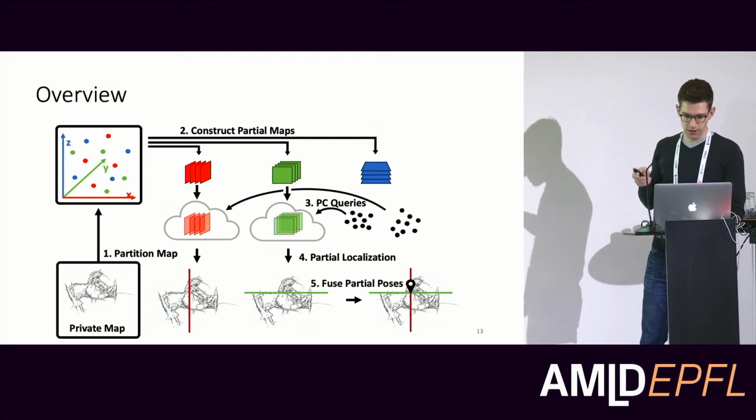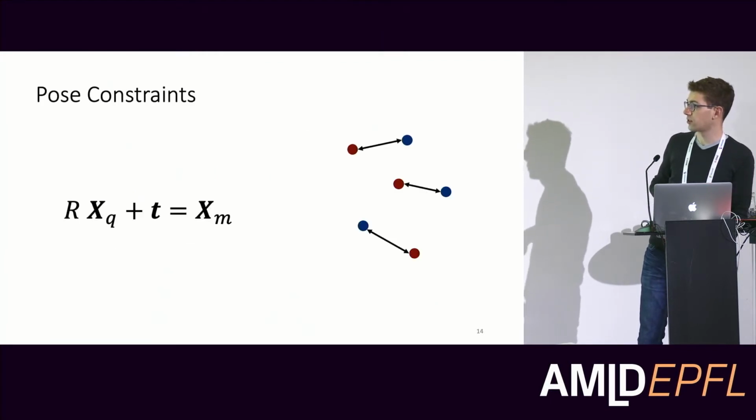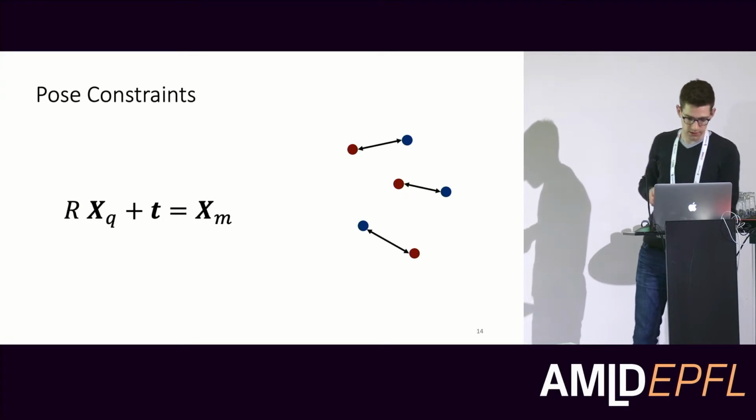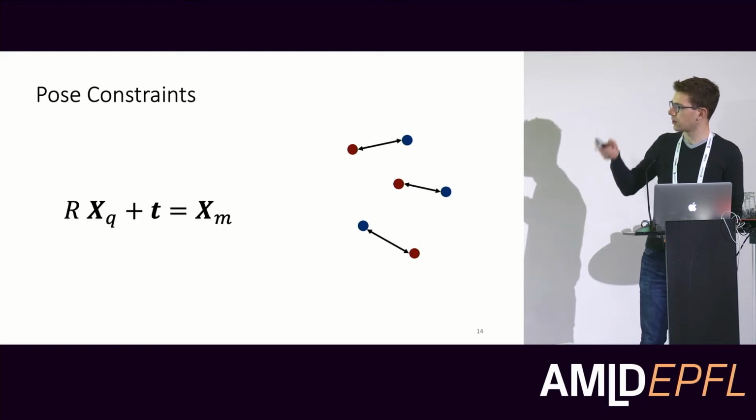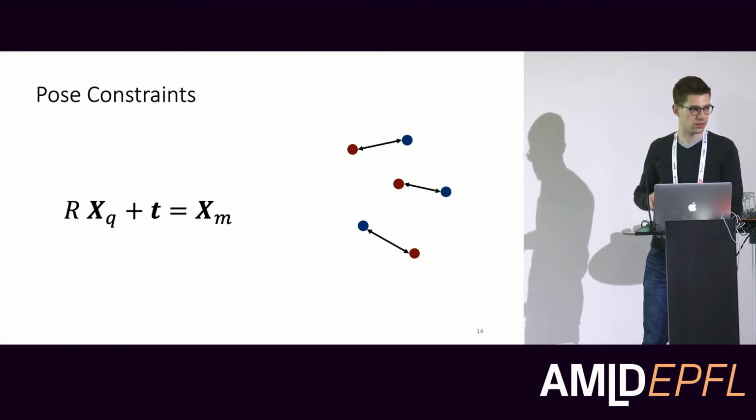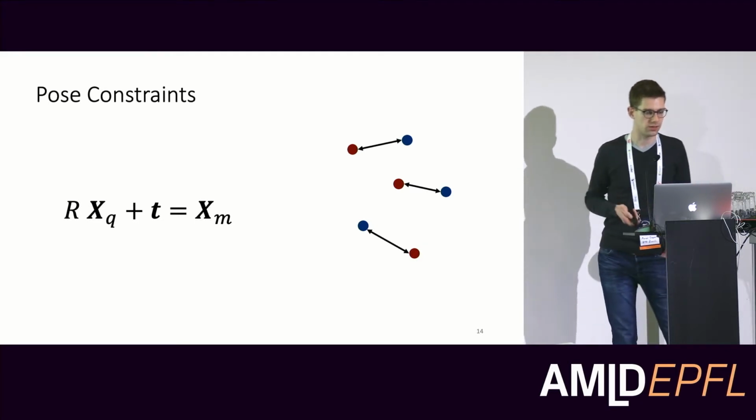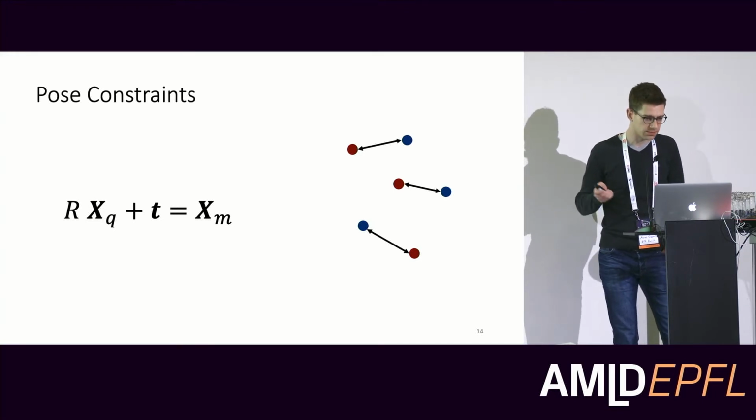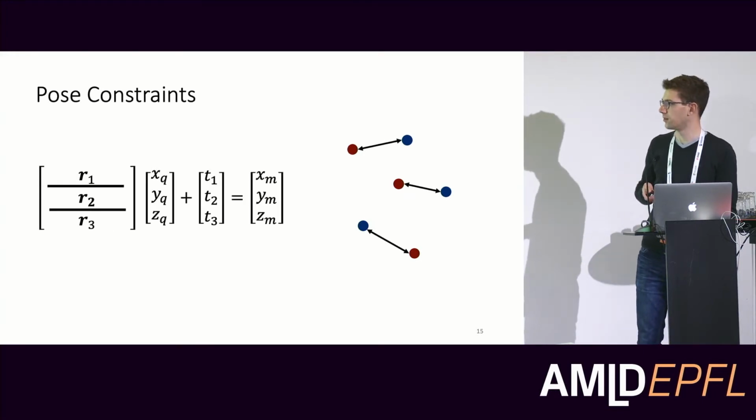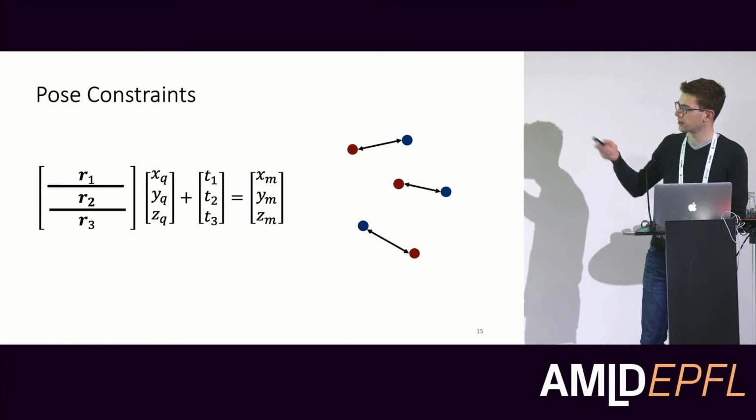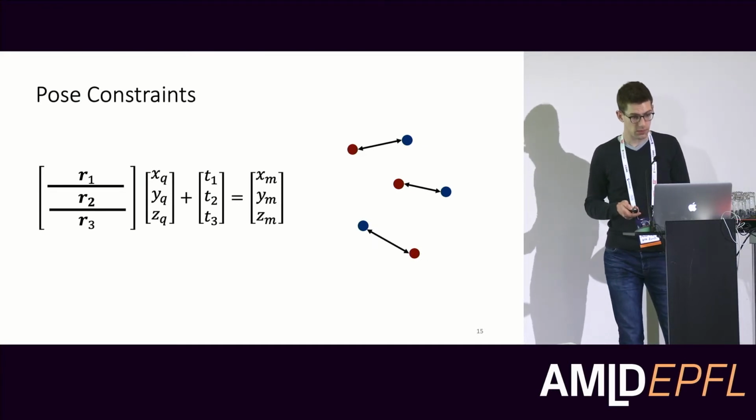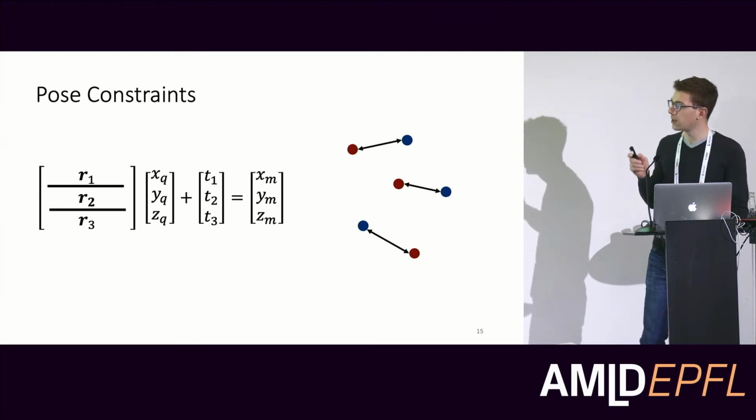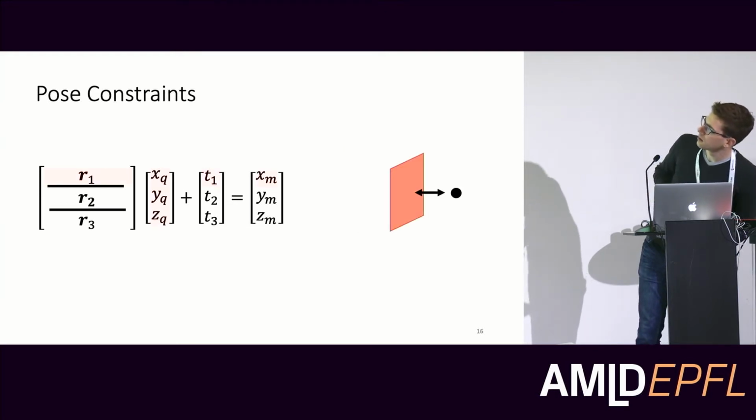Now just to quickly show how we do this, we basically start from a constraint to align 3D points. So let's say we have a query point as xq and a map point xm. We're just trying to find the rotation and translation such that those get to the same position. And in a bit more detail, it's basically just rotating the query point, adding a translation to get to the map position.